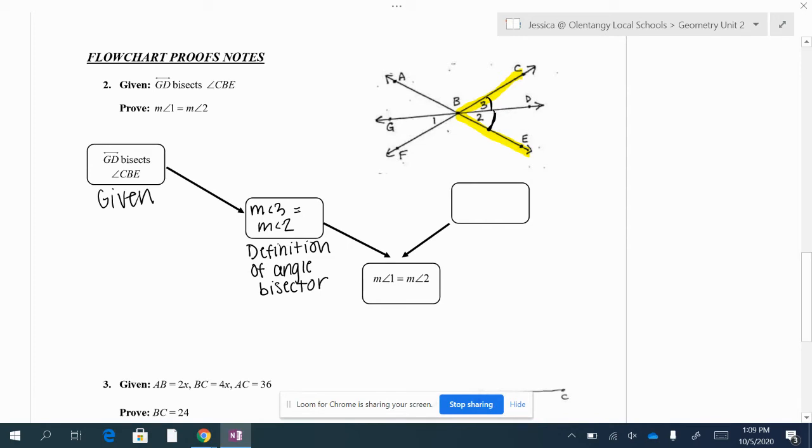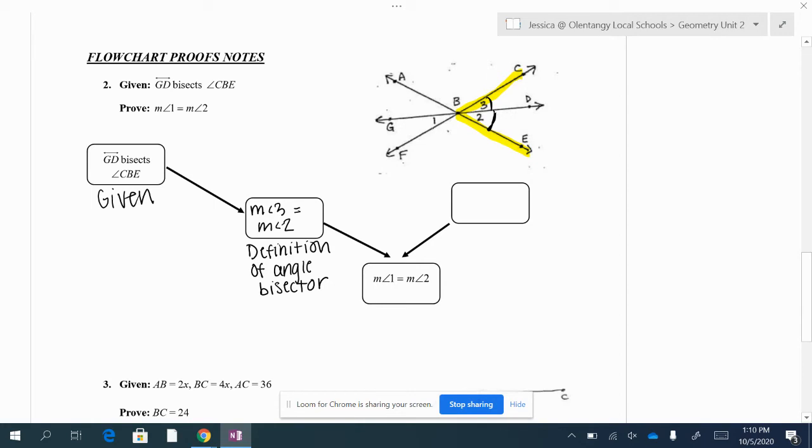Because I know that GD is bisecting that angle, it's cutting it exactly in half, making angle 3 and angle 2 have the same degree measure. And then over here, just looking at my picture, I know I need to do something with measure of angle 1, so I need to look here. Measure of angle 1 is right here.